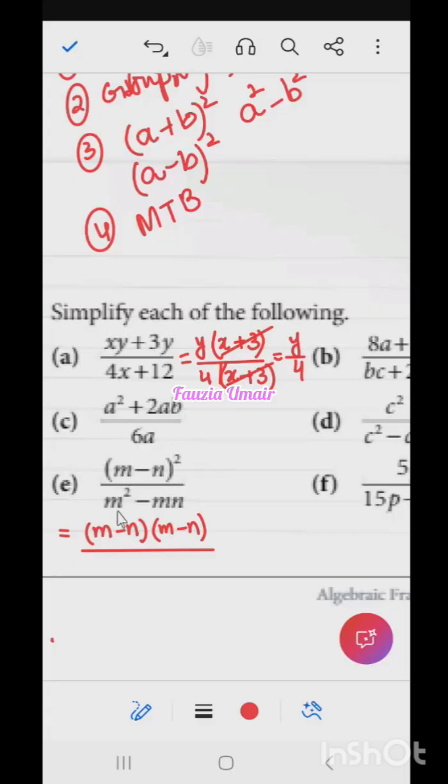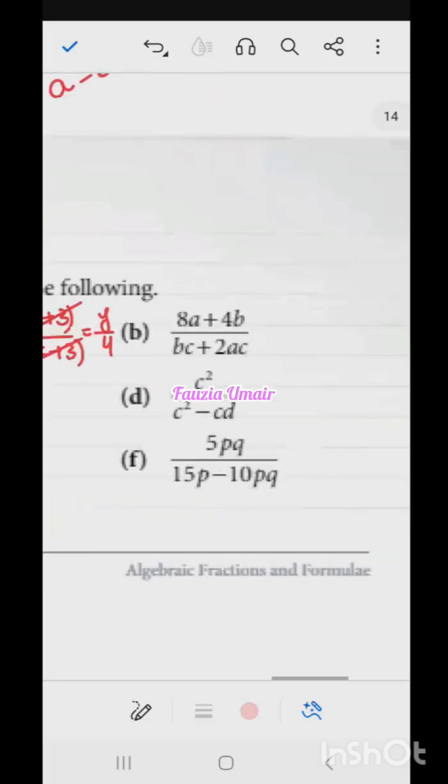So now the denominator. How can we factorize the denominator? We can take m common. So this is m minus n. Okay? So now this one m minus n will be cancelled and the answer would be m minus n divided by m. This is the simplest form of this fraction. Okay, so any question up till this point? All right. So let's look at the other side of this question.